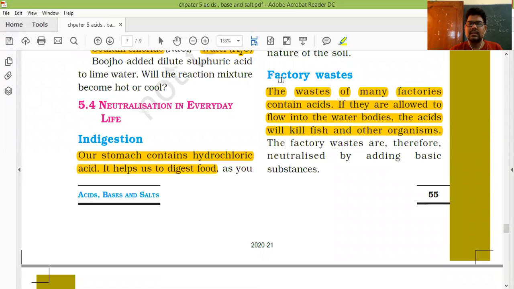And this is the last, factory waste. The waste of many factories contains acid. If it is allowed to flow into the water bodies, the acid will kill fish and other organisms. The factory waste is therefore neutralized by adding basic substances.